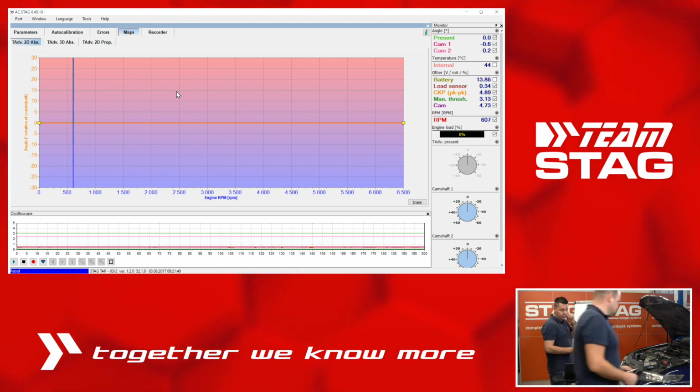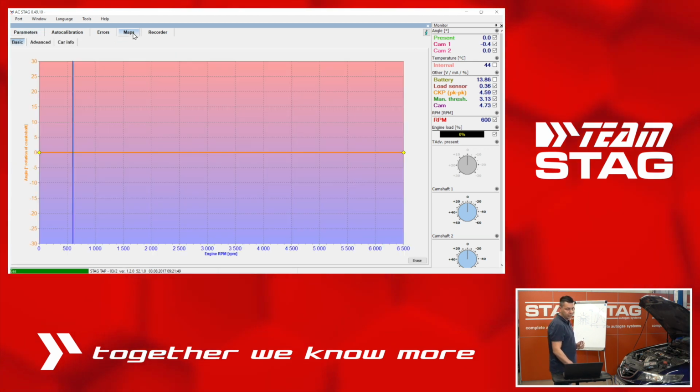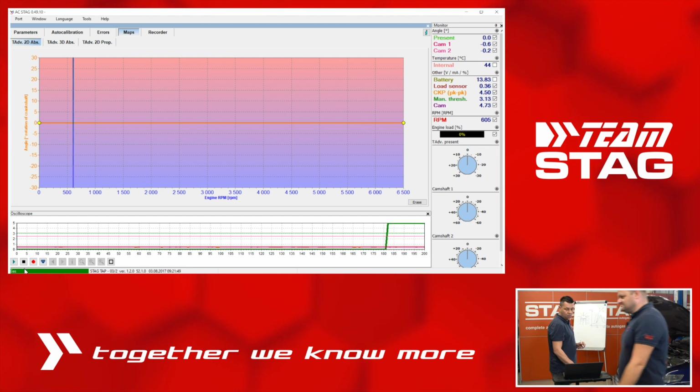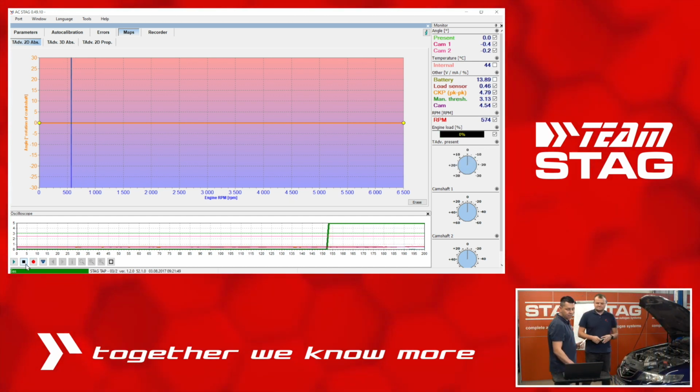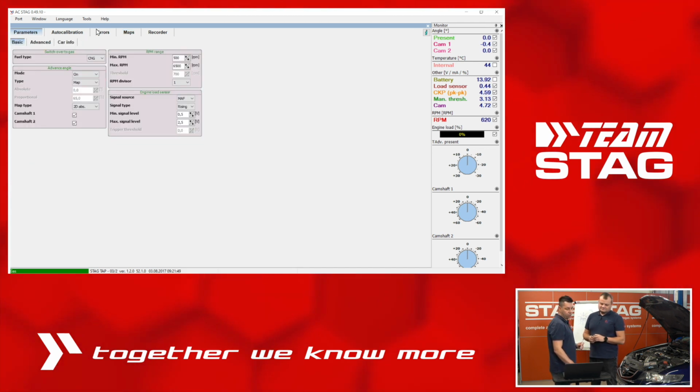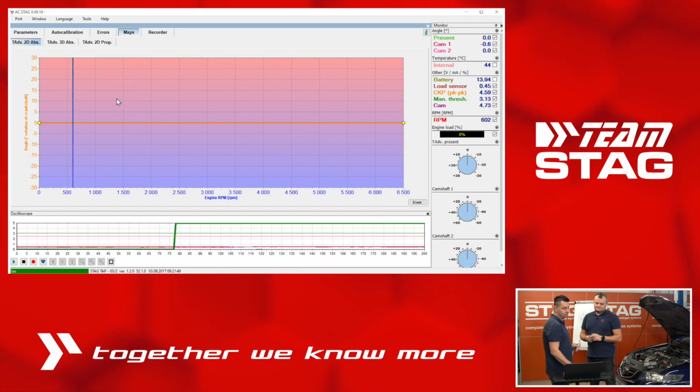So we need to change some values on the map, and of course we need to switch to gas. As you can see, gas is on. Okay, on the left side there is a status of the TAP. It's gas, so it's working on gas. So right now we can change some values on the map.